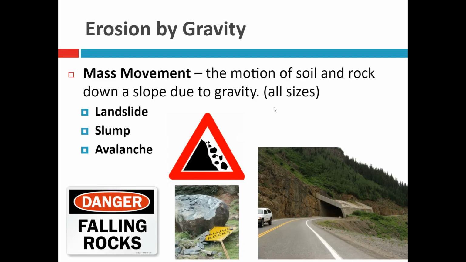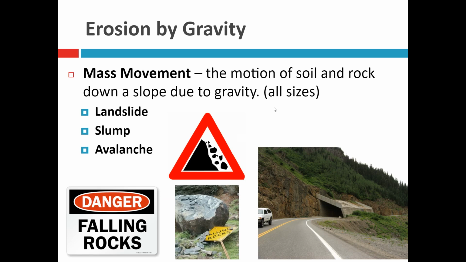All right, erosion by gravity. So another agent of erosion here. Gravity erosion is sometimes called mass movement. It's another way of giving it a different term. It's the motion of soil and rock down a slope due to gravity only, okay? And this is influenced by things like precipitation amounts and the landscape.